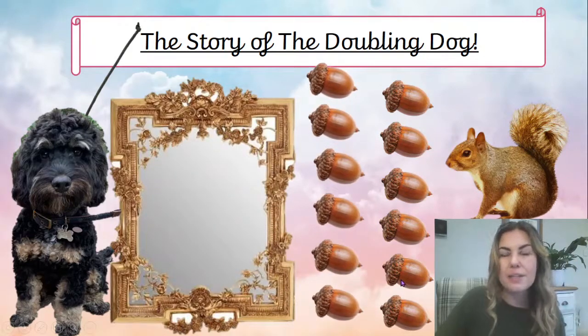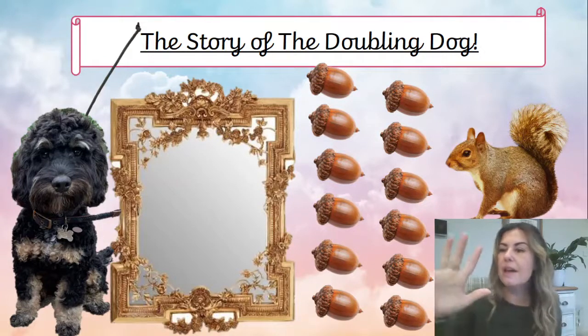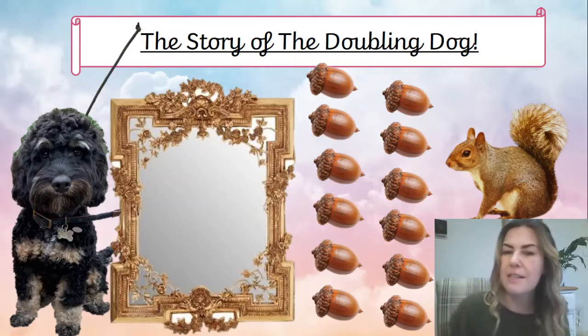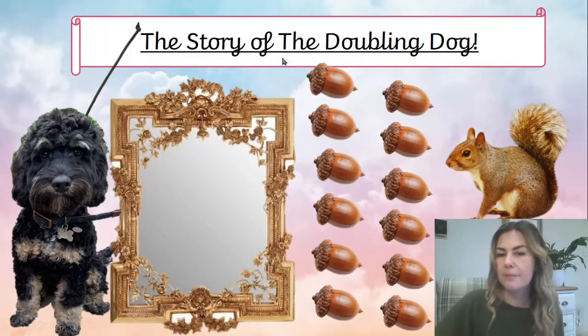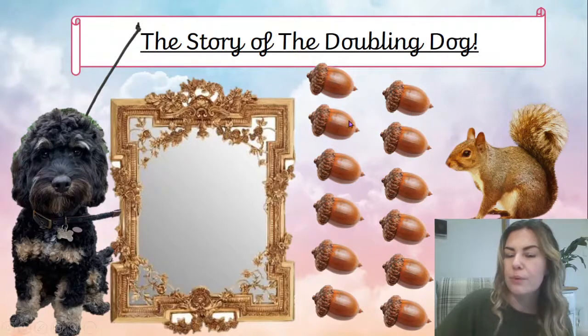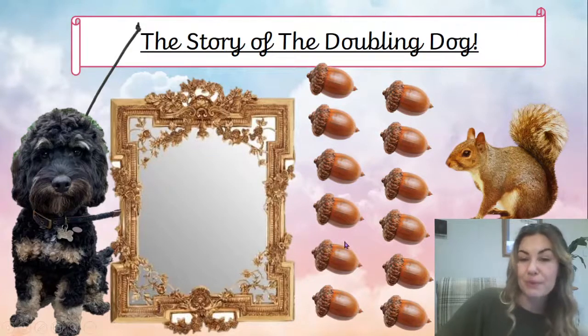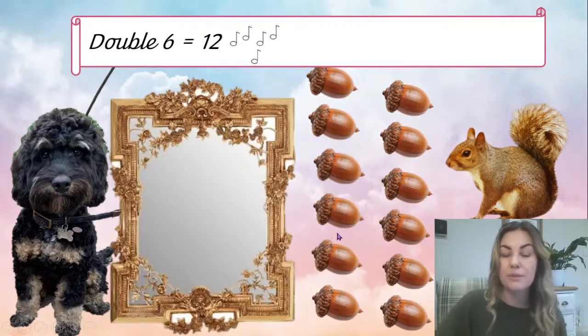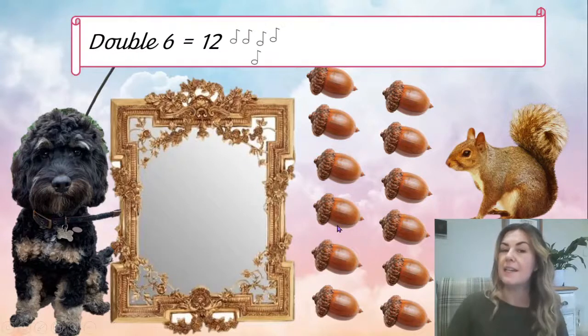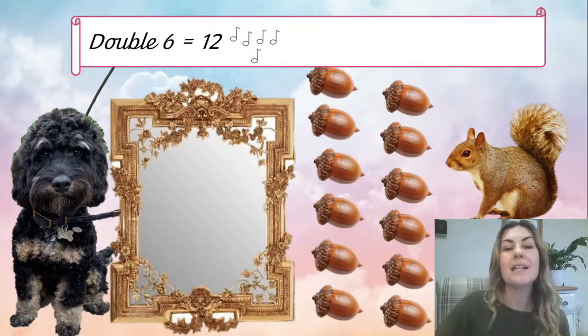Now, how many do you think there are? We can't use our hands anymore because we don't have 6 fingers on one side. So how many do you think there could be? Let's count together. 1, 2, 3, 4, 5, 6, 7, 8, 9, 10, 11, 12. So we have learned that double 6 equals 12. Let's say that together. Double 6 equals 12.